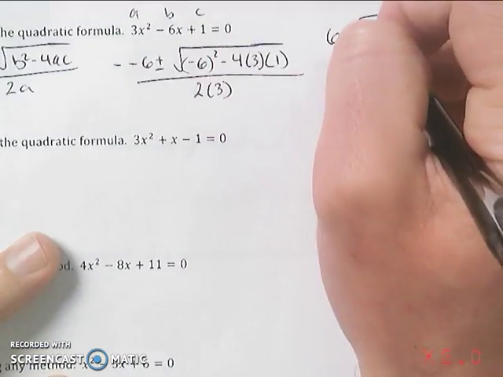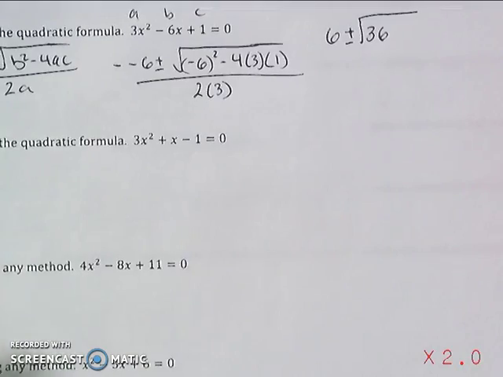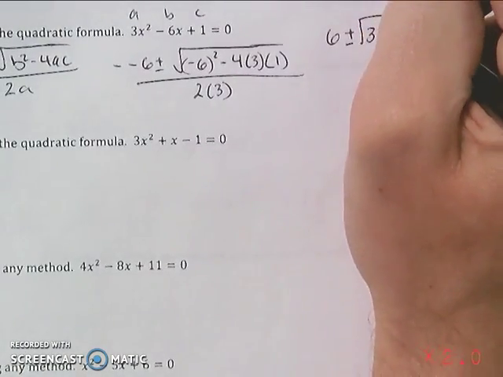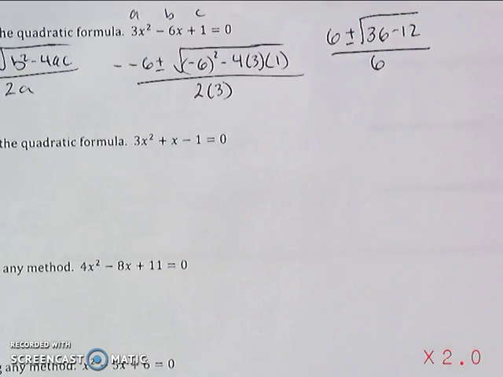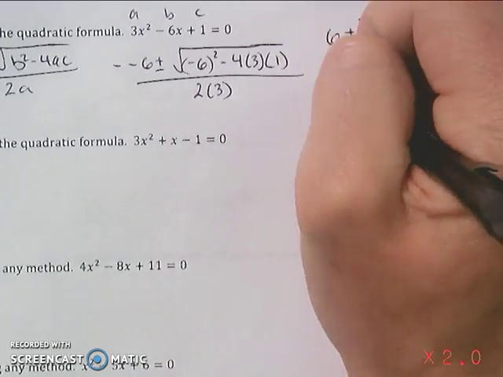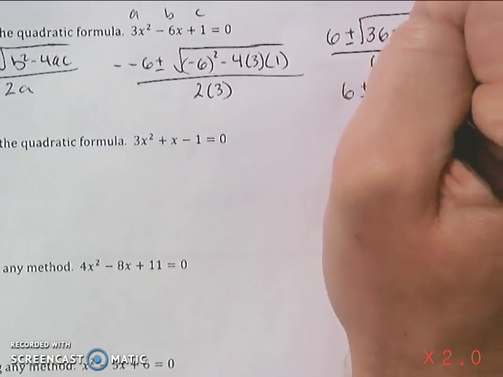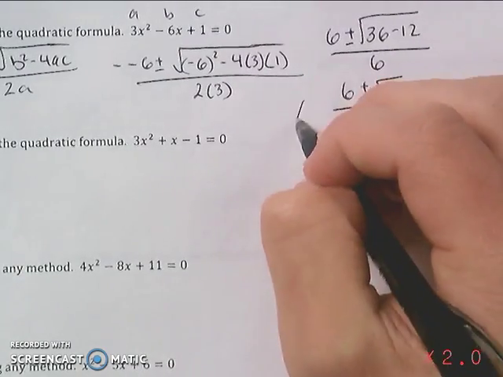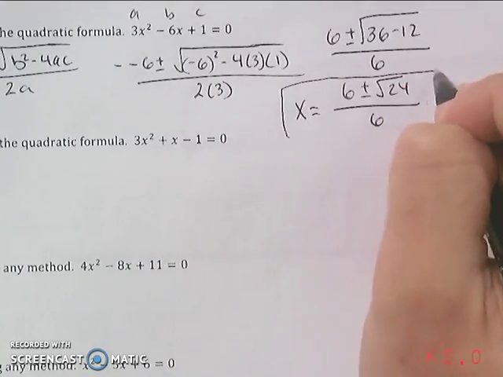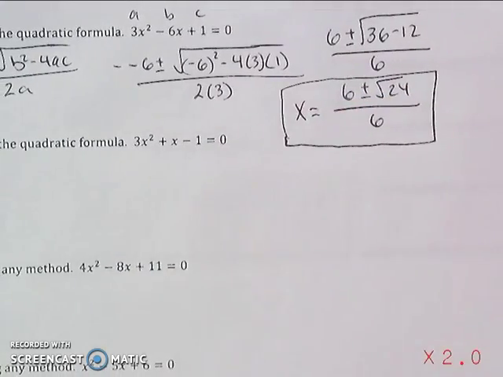Negative 6 squared is 36. 4 times 3 is 12. Times 1 doesn't change it, it's minus 12, all over 2 times 3, which is 6. 36 minus 12 is going to give me 24. Is there a perfect square for 24? Nope. So we leave this and say x equals 6 plus or minus the square root of 24.